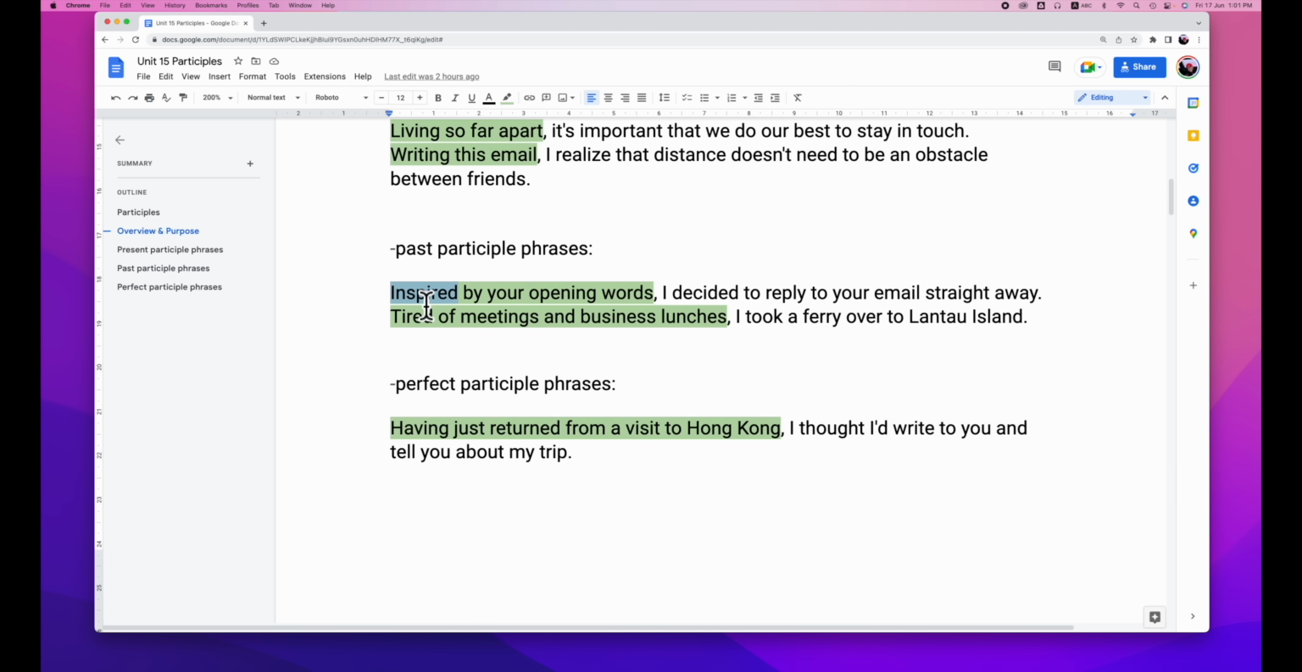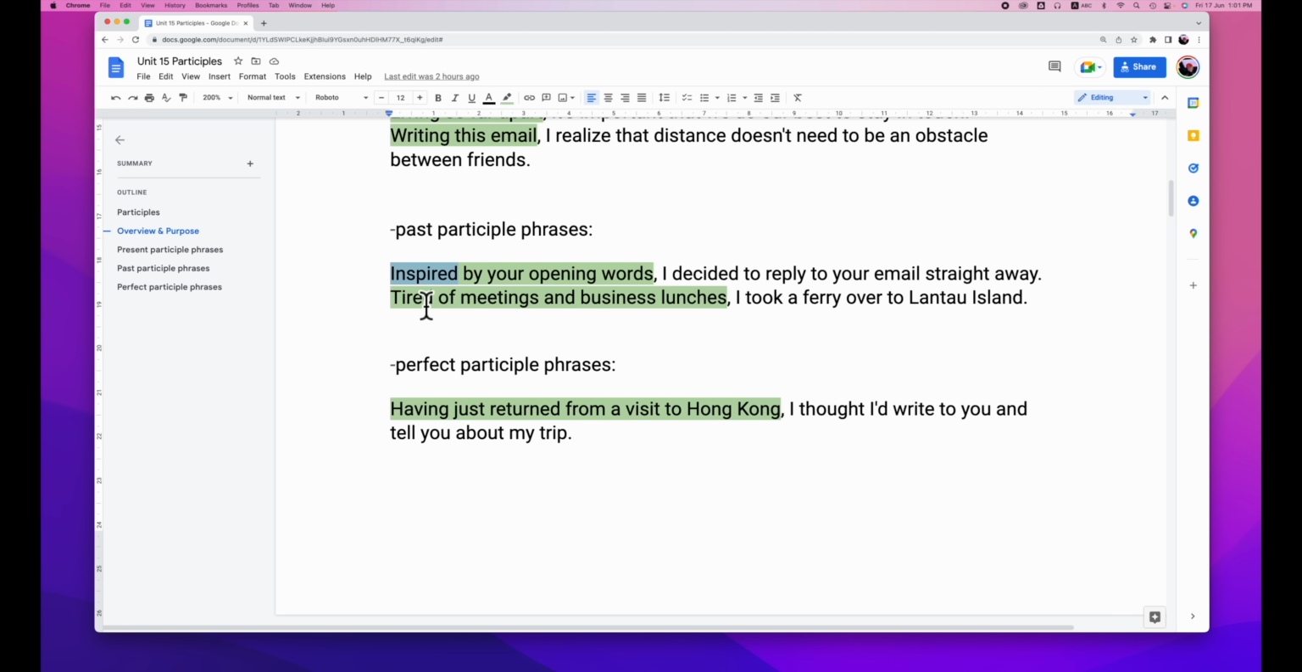Even some of the regular verbs end with ed. But in other cases, irregular verbs like go and gone, do and done, we will use this past participle verb form. Example: inspired by your opening words. Tired of meetings and business lunches.